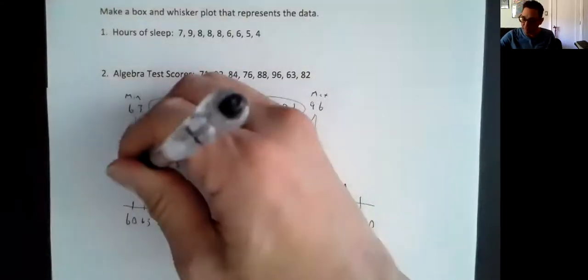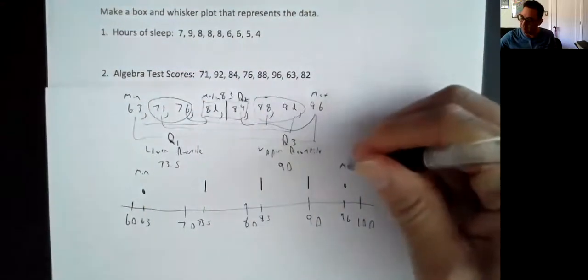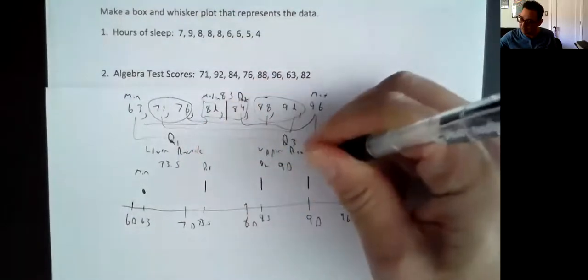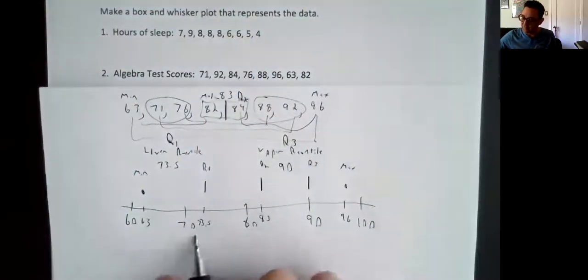So this was the min. You don't have to label them, but I'm going to. Max, quartile 2, quartile 1, quartile 3. Right? But the numbers are down below.